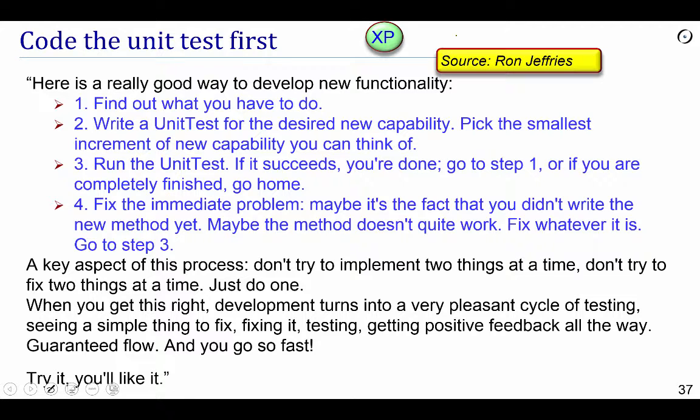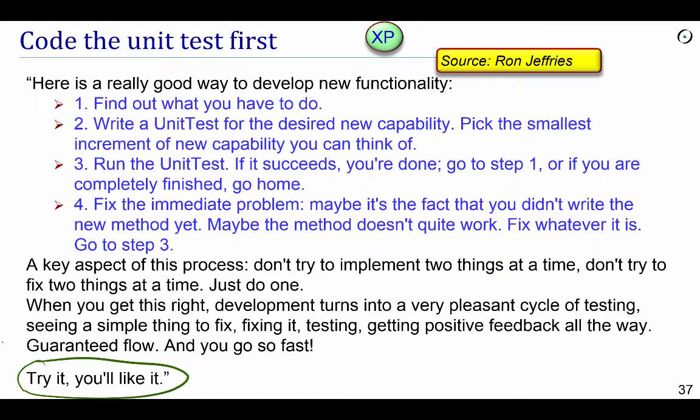So here's how Ron Jeffries, one of the main voices in extreme programming, describes this process. Here's a really good way, he says, to develop new functionality. Find out what you want to do, write a unit test for it, run the unit test. If it succeeds, you're done for that step. Go back to step one. If not, well, fix the problem and try again. And he says, try it, you'll like it.